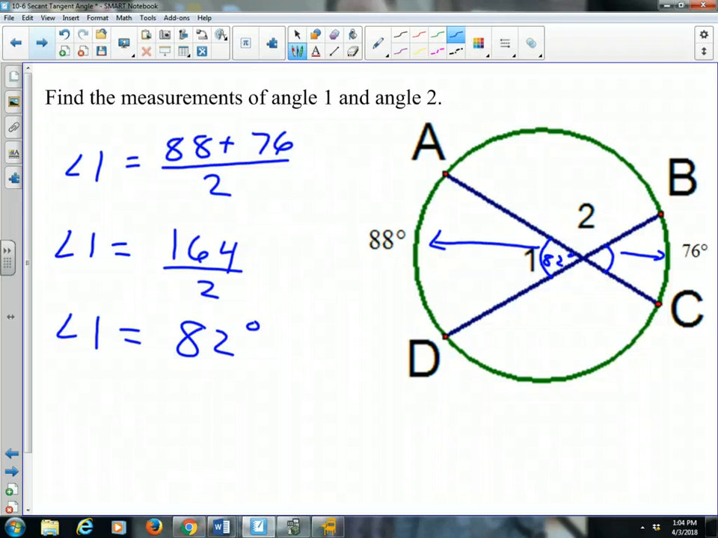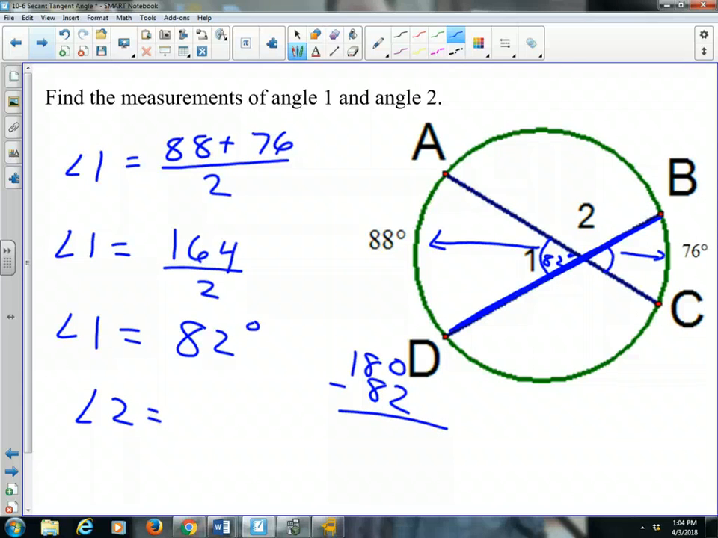And angle 2 has to be supplementary because it forms a linear pair. So if we take 180 and subtract 82, we get 98 degrees. So angle 2 has to be 98 degrees.